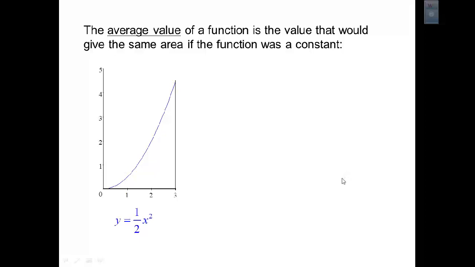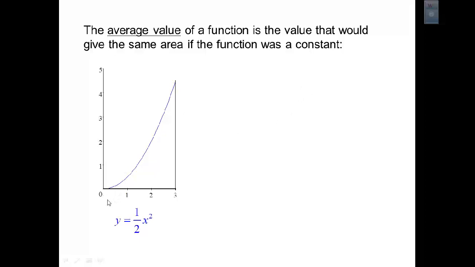Now, the average value of a function is the value that would give the exact same area if the function was a constant. Now, for some reason, this throws a lot of people off. Be careful about getting the average rate of change and the average value confused. The average rate of change is the slope of the secant line. The average value, we're actually going to have to do some integration here.